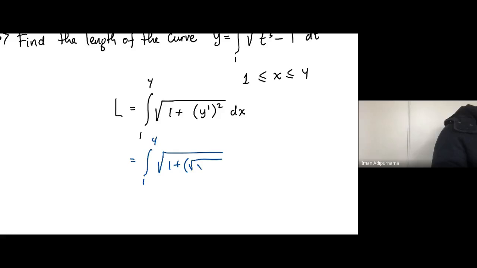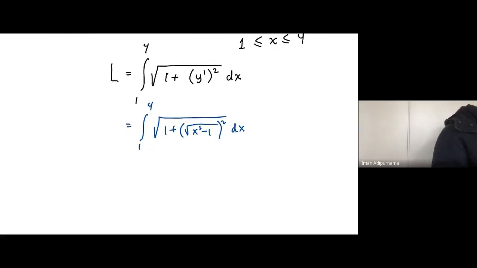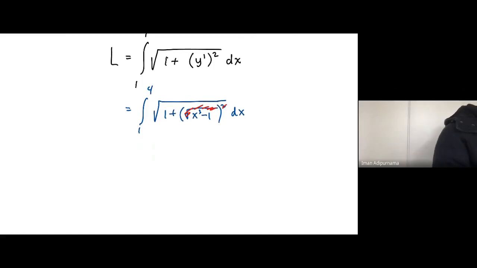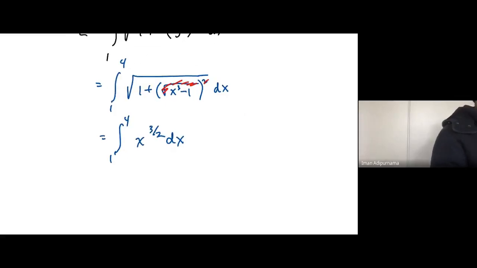Well, let me just write the square root, and then squared, and then dx, and then the squared is removable, right? Because the square root is removed because of the squared, and then we get the integrand, and I believe this should be easy, right?